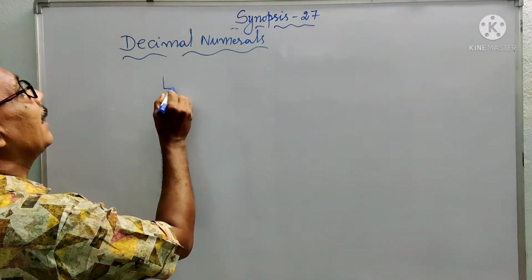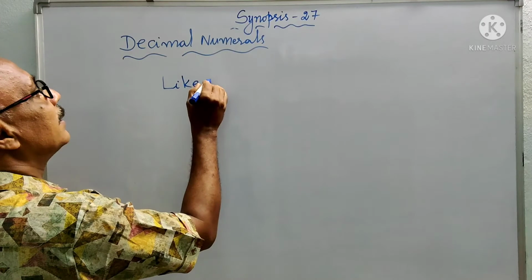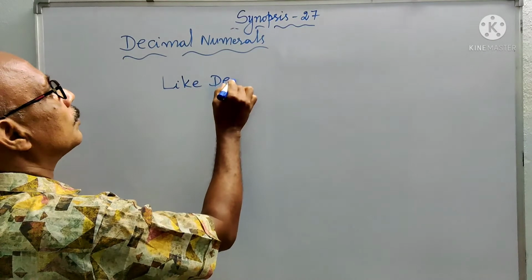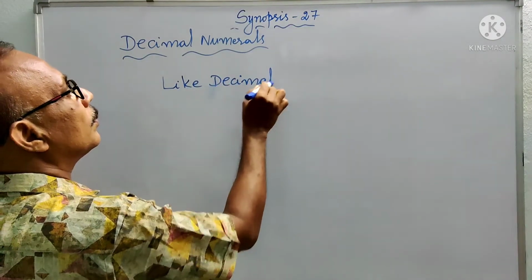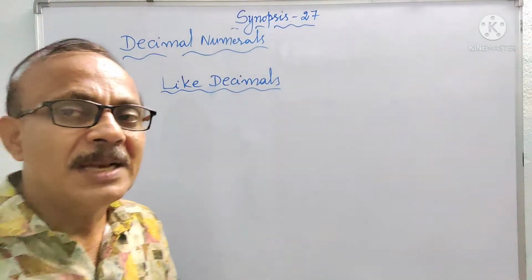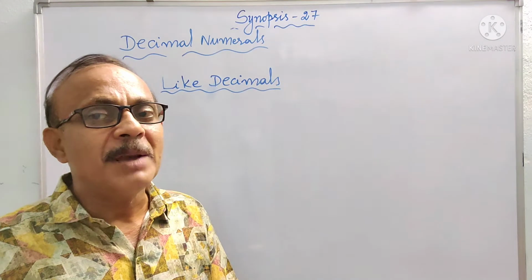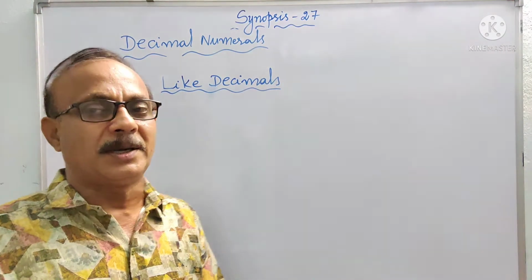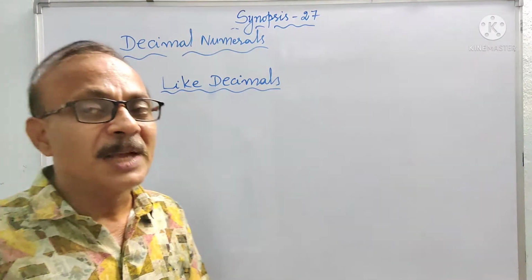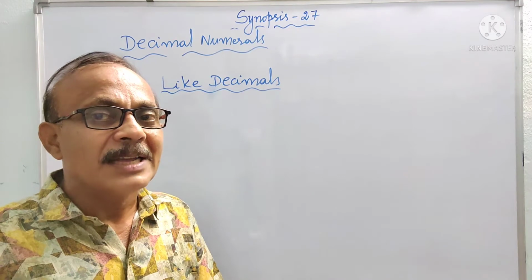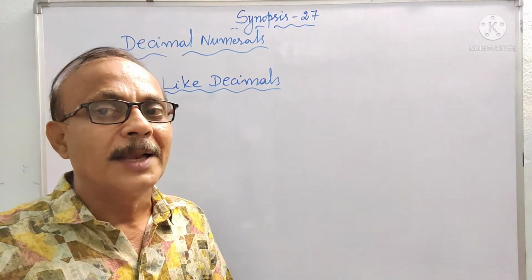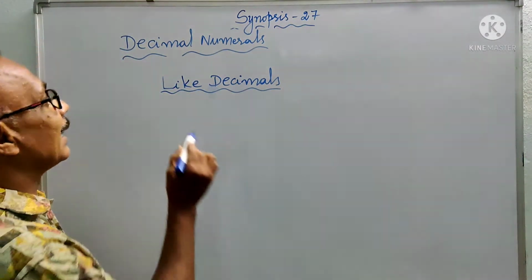So let us see like decimals first. Which decimals are called like decimals? Decimals which have the same number of digits after the decimal point are called like decimals. So let us see examples.